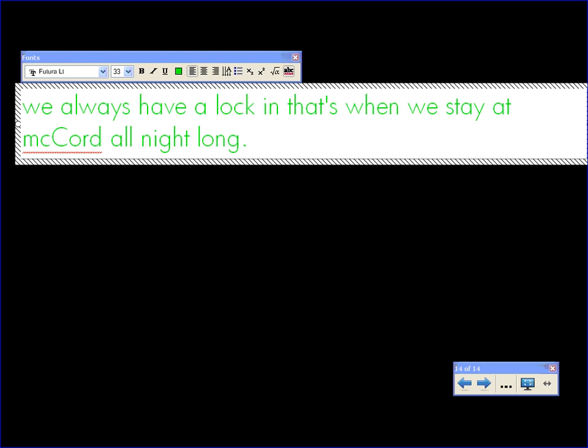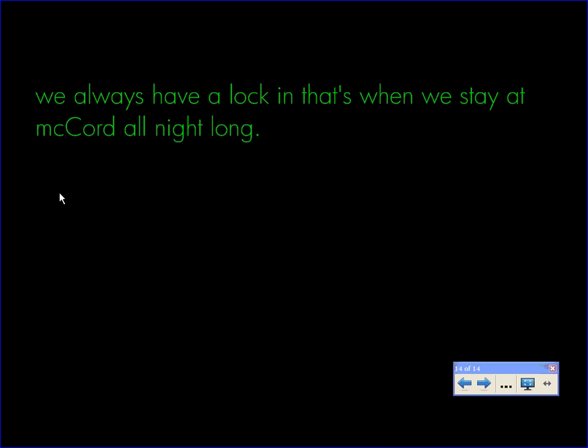Good. Stay there. We always have a lock-in. That's when we stay at McCord all night long.